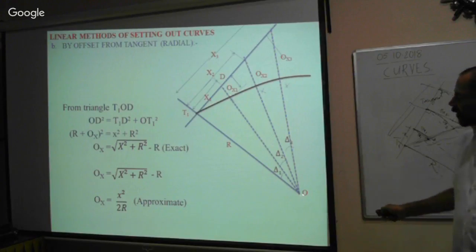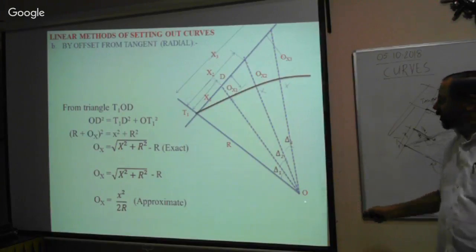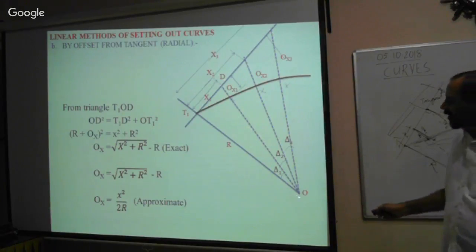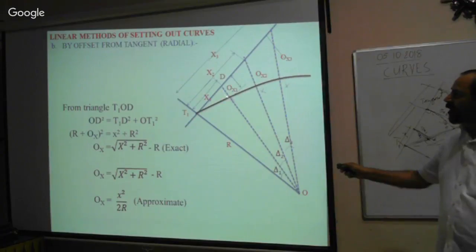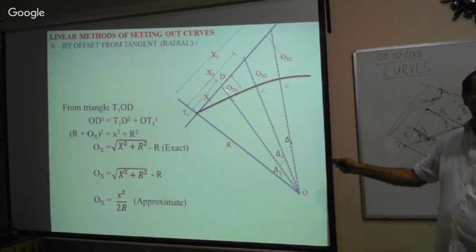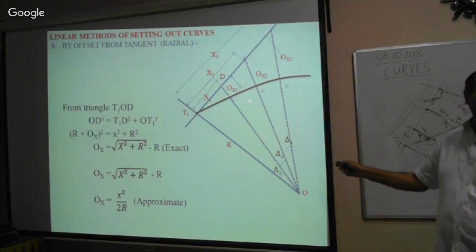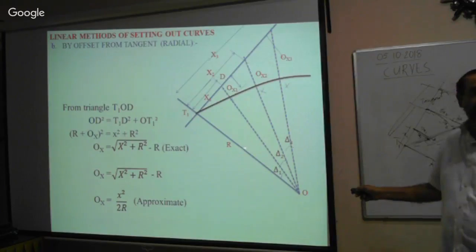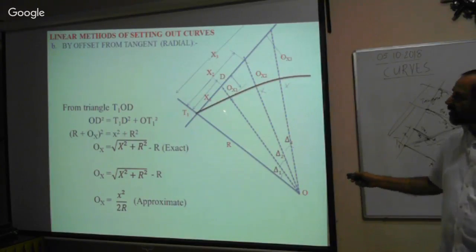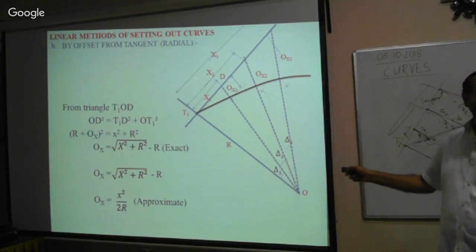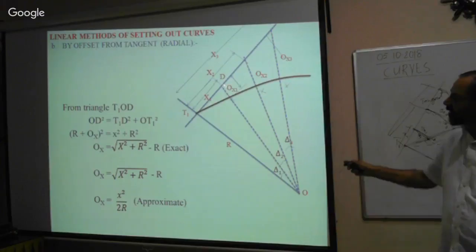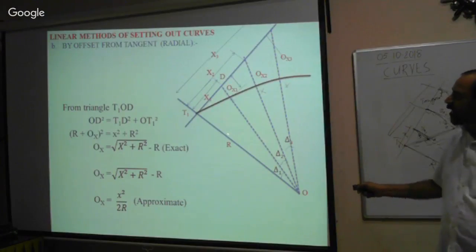Now OD is equal to O to D. What is the distance O to D? From here to here, it is R, the radius of the curve. Therefore, O to D is the radius plus OX, where this is R, the radius of the curve, and this is X. Now apply the Pythagoras theorem to this triangle and substitute these values.